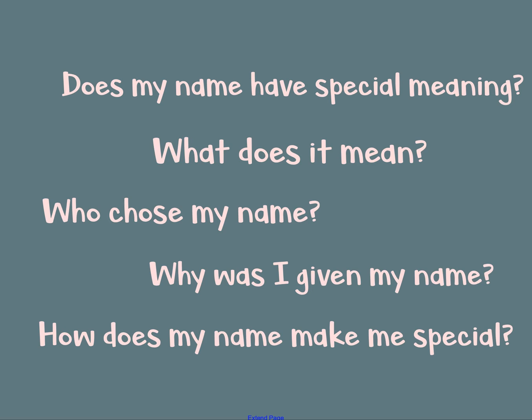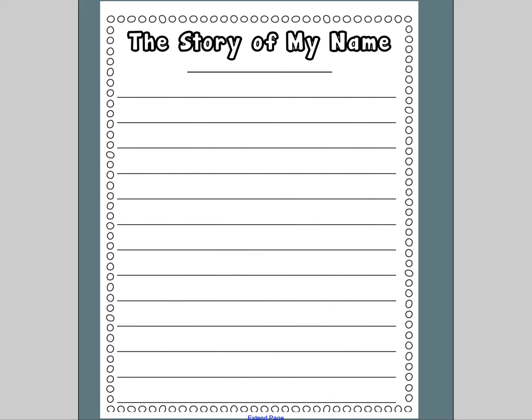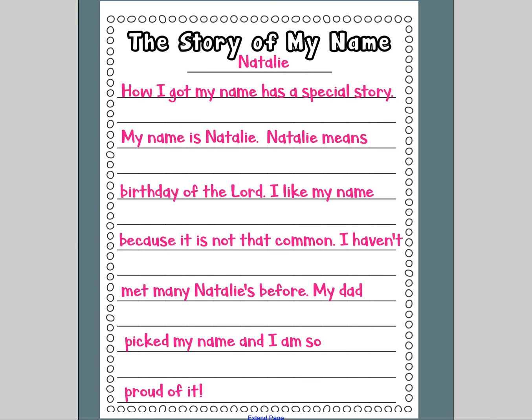We are all going to look at a sheet that looks like this, the story of my name. And on that top line there, I would like you to write your name. And like I said, my first name is Natalie, so I'm going to write Natalie. Now I'm going to think about how I got my name, what my name means, why my name is special to me, and maybe why I love my name. So let's read together the story of my name.